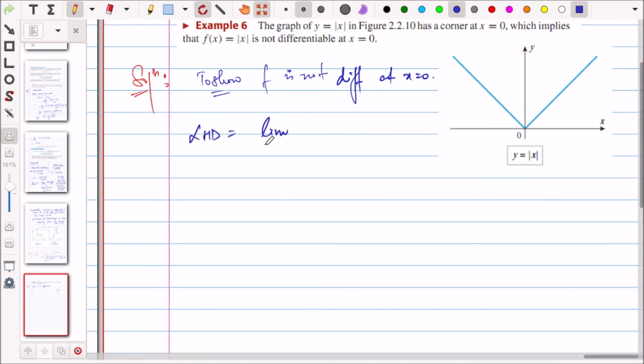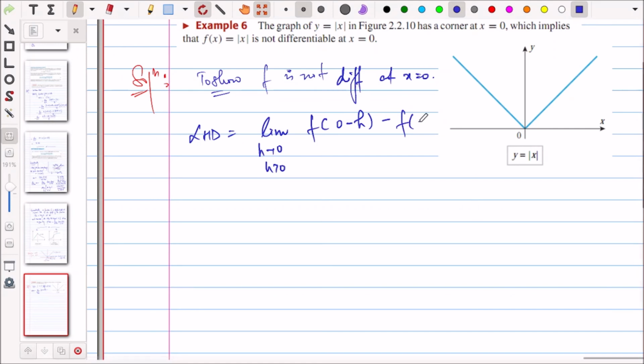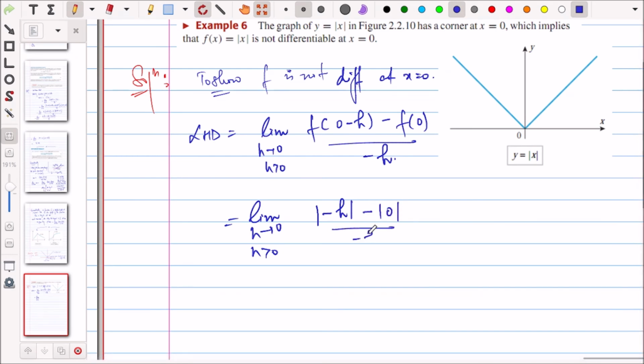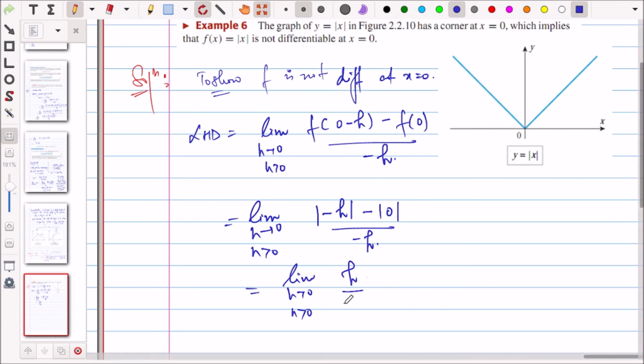So LHD, limit h tends to 0, h greater than 0, f of 0 minus h will be mod of minus h minus mod 0 upon minus h, so this will be h by minus h, which is equal to minus 1.